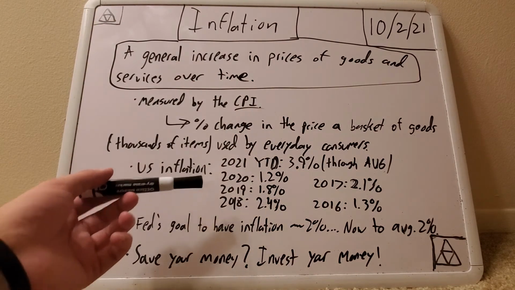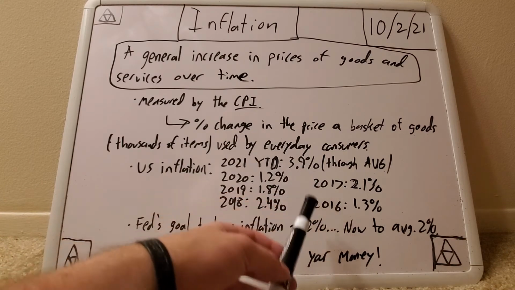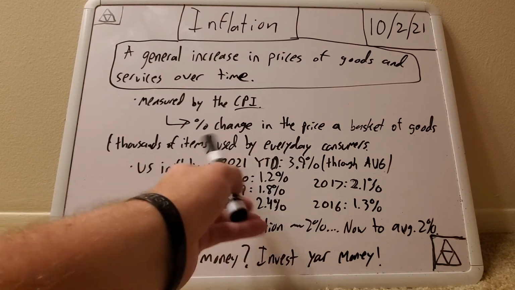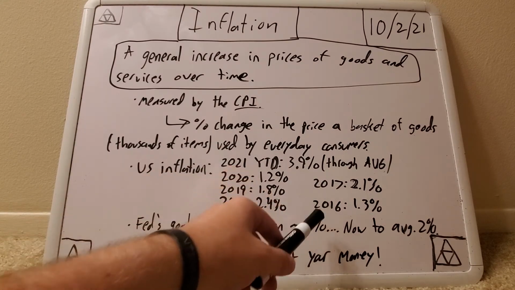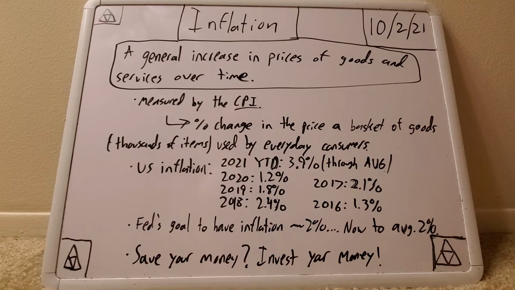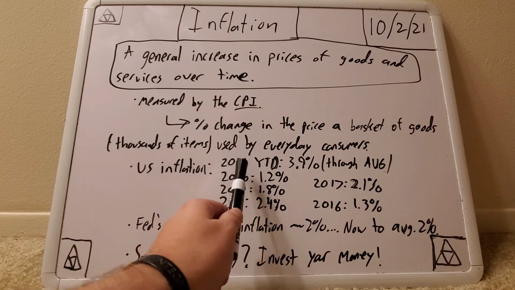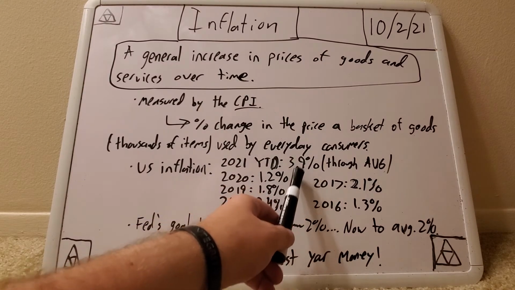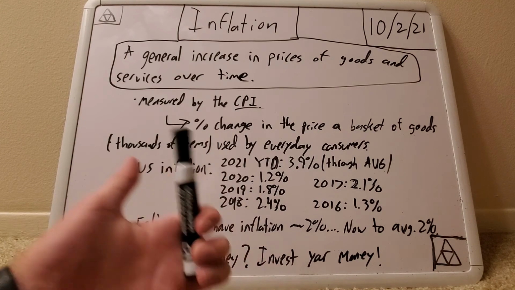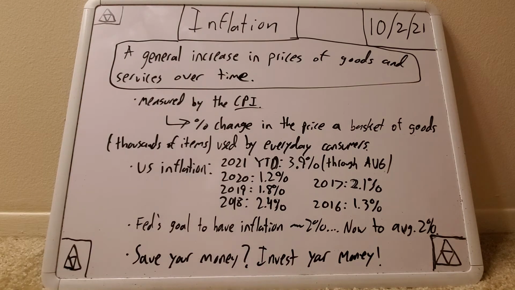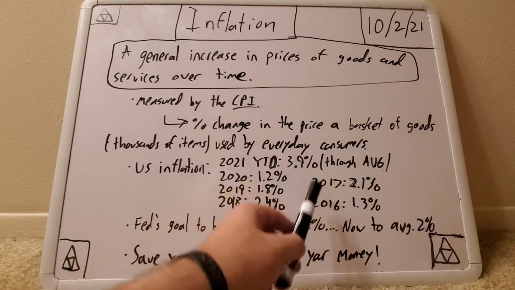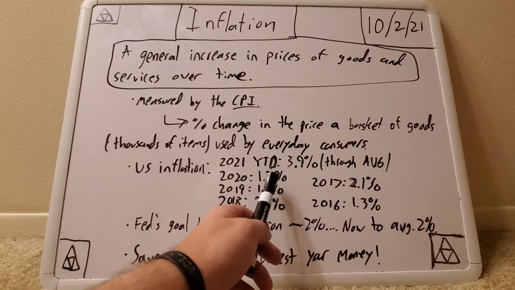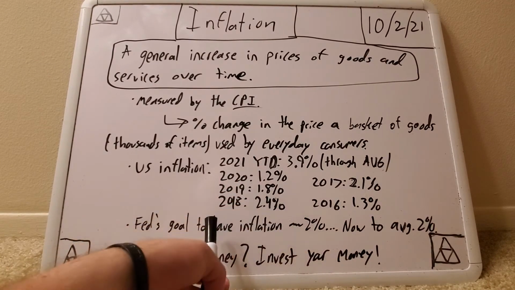Right here, I listed out the average monthly inflation per year. I have a few years listed here, and then 2 more years listed there. So as you can see, this is the 2021 year-to-date average inflation, and this is through August. Today is September 30th, but this video is going to be uploaded on August 2nd. So year-to-date 2021 is 3.9%. 2020 averaged 1.2%. 2019, 1.8%.